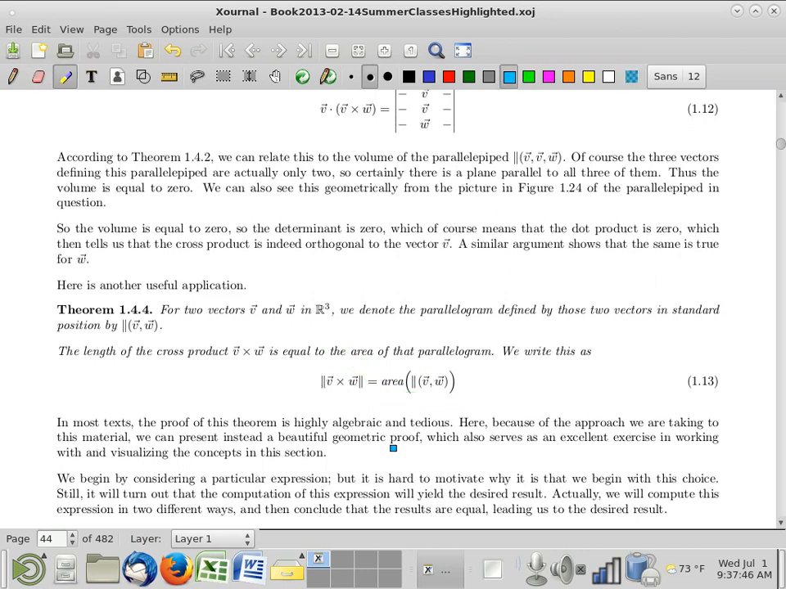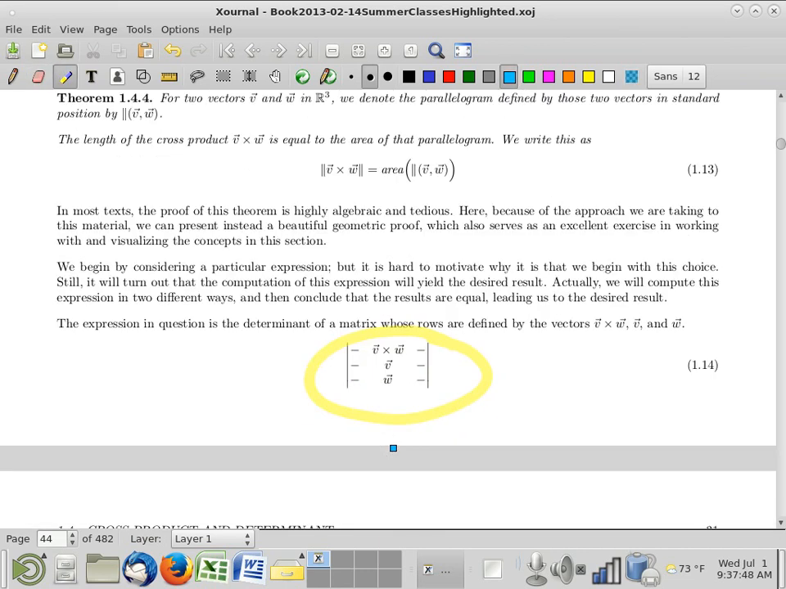Right, so it's another mathematical bank shot. I'm going to start off by computing something we're not actually particularly interested in. Namely, I'm going to compute this determinant. It's a determinant of a matrix whose rows are 3 particular vectors. The 3 vectors are the cross product of v and w, v, and w. Now, I can compute this if I want. Why I want to compute this is not at all clear, but let's do it anyway and see what happens.